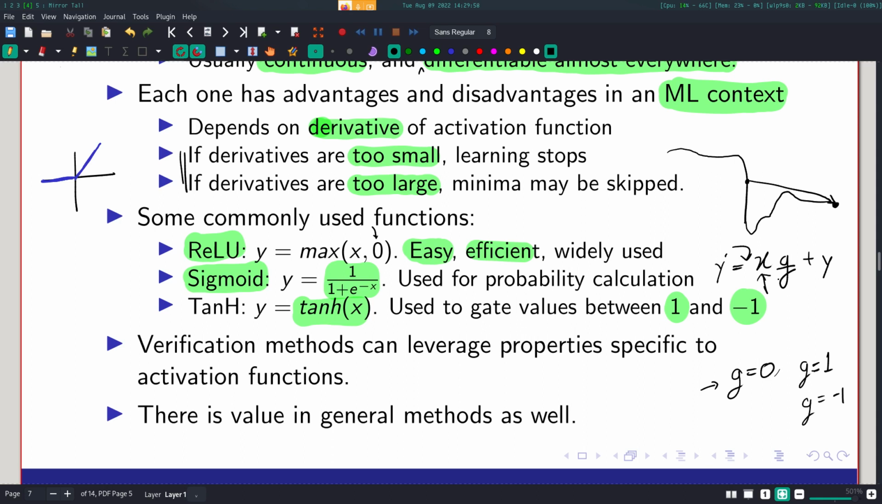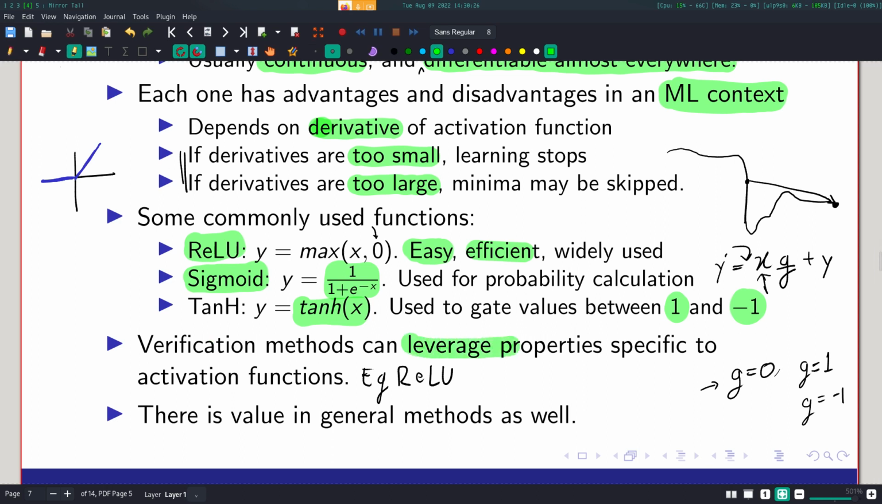So the takeaway from this slide is basically that there is this zoo of a huge number of activation functions, and there are a lot of verification methods which leverage specific properties. So we have many methods that actually can leverage ReLU, for example. With ReLU, there are a lot of ReLU-specific verification algorithms. There are a huge number of them out there.